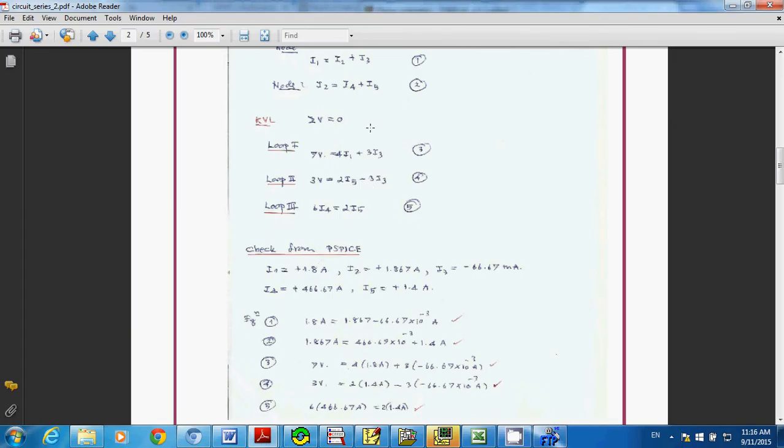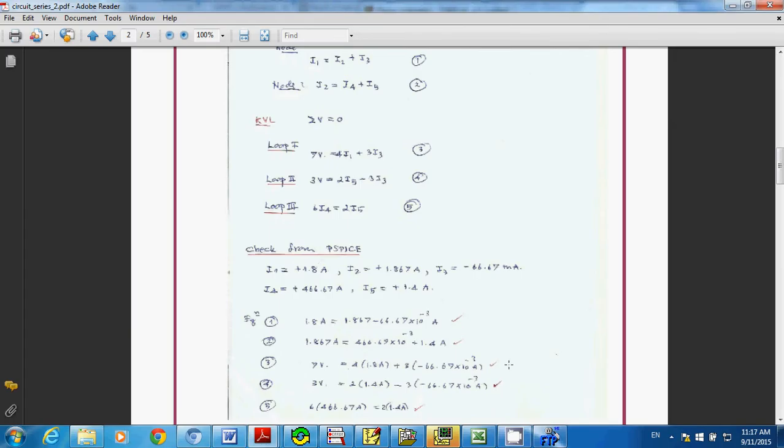Equation number 2, I2 equal to I4 plus I5. So I have I2 here, 1.867 equal to I4, which is 466 milliamp, plus I5, which is 1.4 amp. And also equation number 3, 7 volt equal to 4I1. My I1 is 1.8 amp, a positive number, right? Plus 3I3. My I3 is a negative number, so I multiply 3 with negative 66.67 times 10 to the negative third. So the left equals the right, so I put a check mark over there. And number 5, 6I4 equal to 2I5, so I make it equal here.